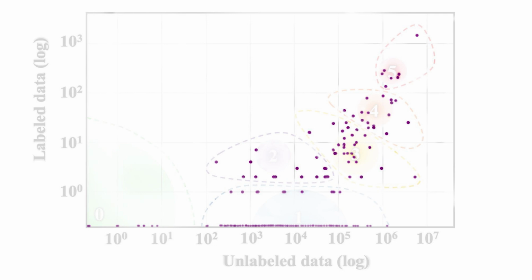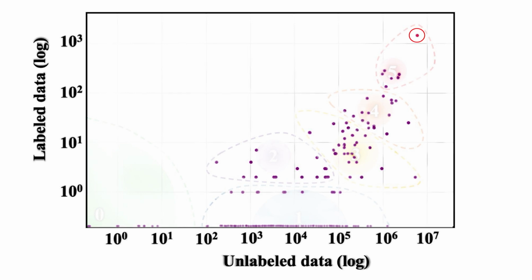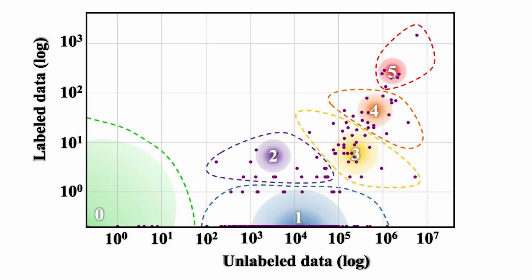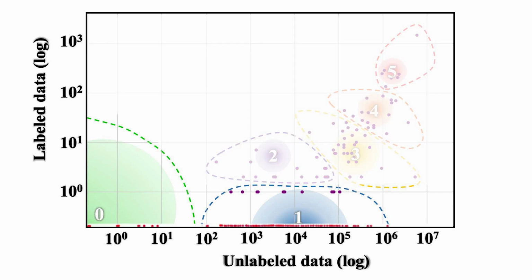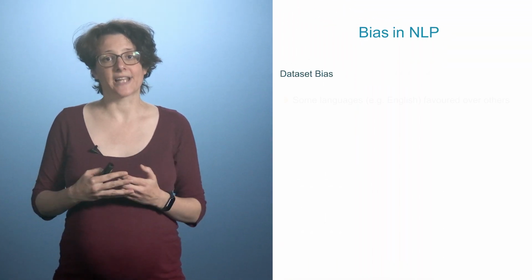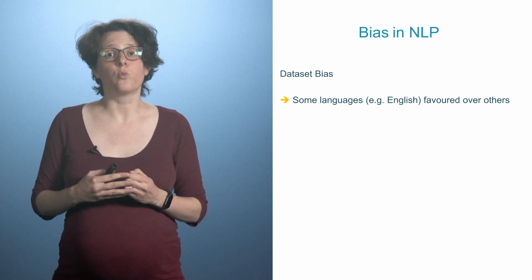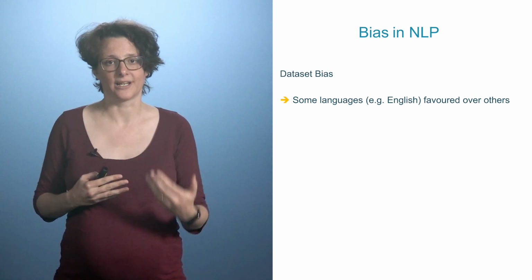Now we can clearly identify English in the top right corner, and some languages are not so far from English on both axes, but the majority of world languages are much lower, and we can see that there are many languages that are very close to zero on the y-axis. So for many languages, we have no fine-tuning data at all. Now, this can be seen as a bias in the data set, where some languages, like English, are favored over others. A data set bias is one type of bias that we have in multilingual NLP.